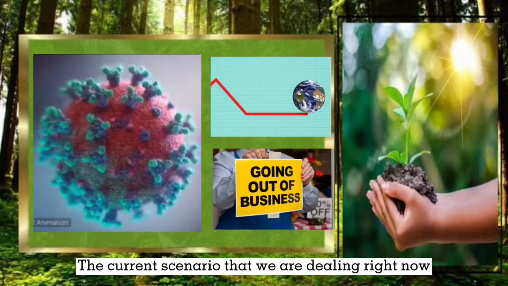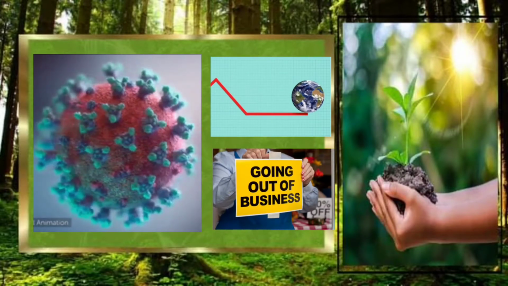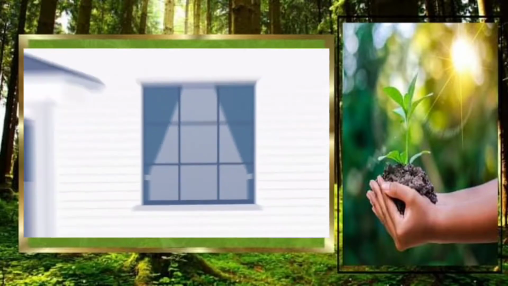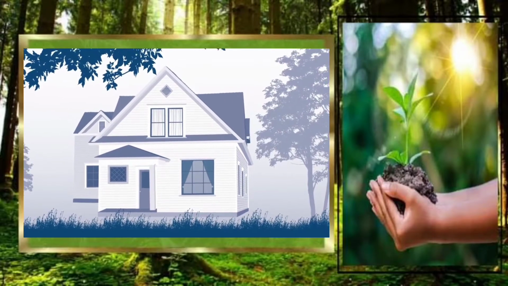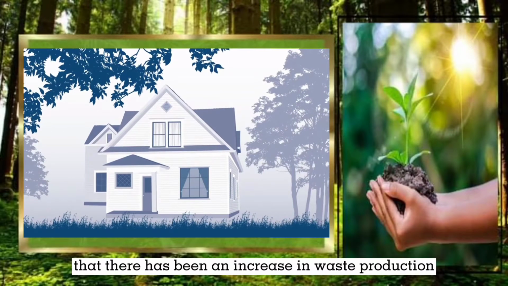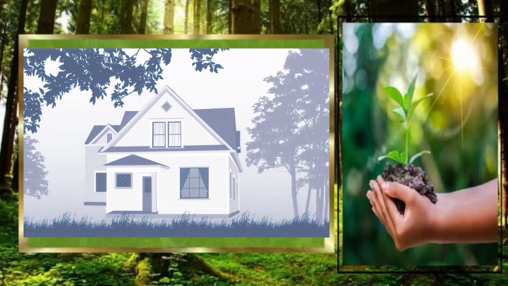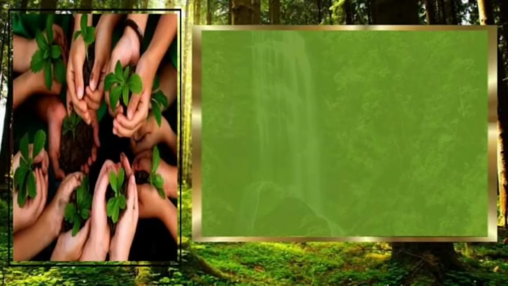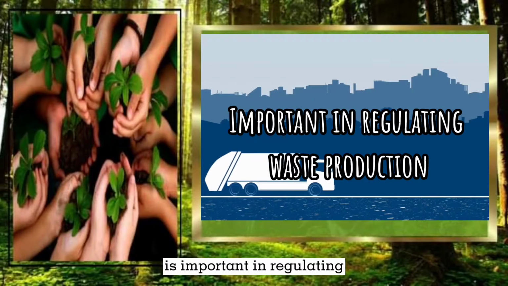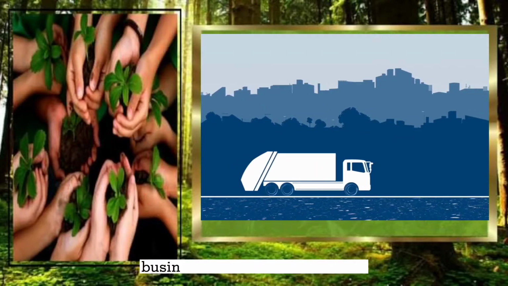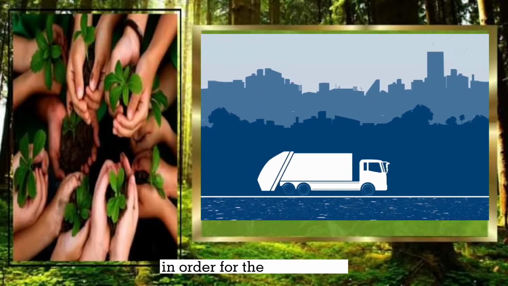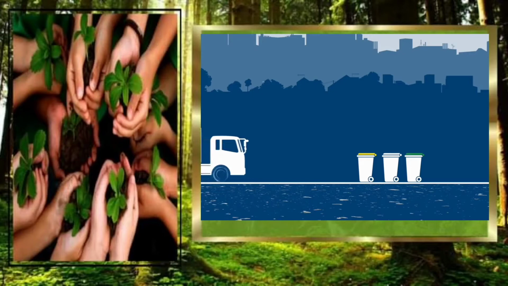The current scenario that we are dealing with right now is the COVID-19 pandemic, which has been a huge reason for companies to have a recession since last year. The environmental management system has a big role in today's setting, considering the fact that there has been an increase in waste production, even as businesses switch to less contact services. First, an environmental management system is important in regulating the increase in waste production. Businesses that switch to less contact services tend to produce more packaging waste in order to deliver the best quality of their product.